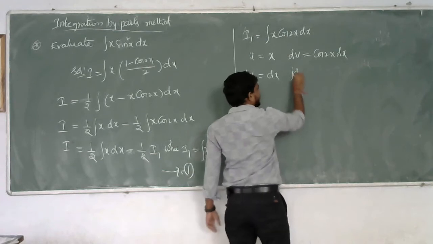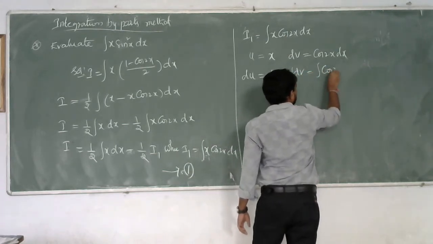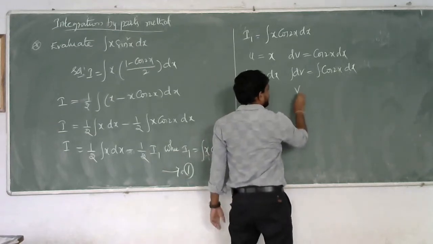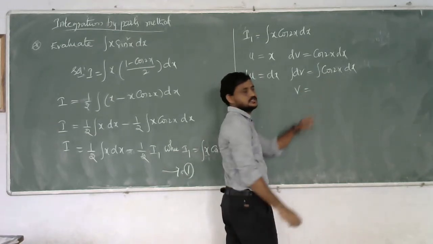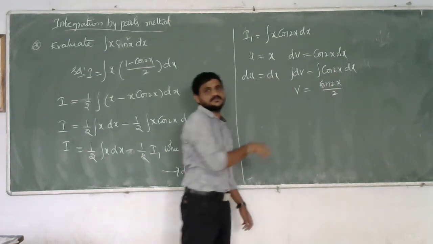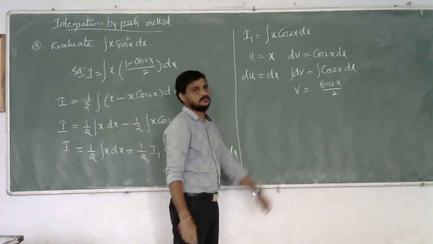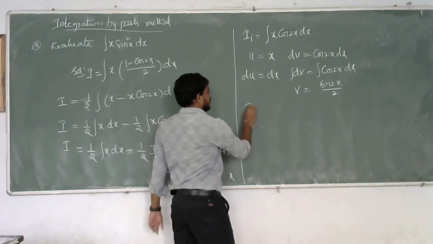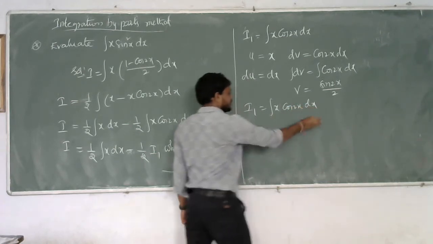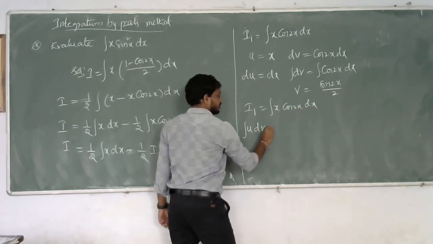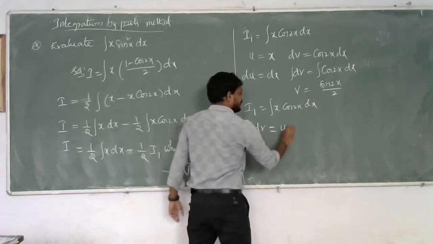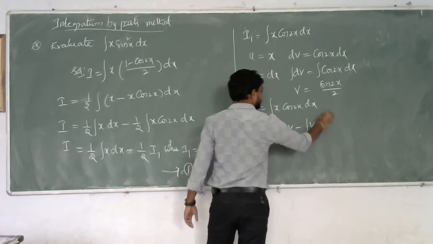Now, here, integral dv equals integration of cos 2x dx. That equals v. Integration of cos 2x is what? sin 2x by 2. We have to write the x coefficient in the denominator. So that is v value. Now I1 equals what? x into cos 2x dx, which is in the form of integral u dv. Right? So what is the formula? uv minus integral v du.